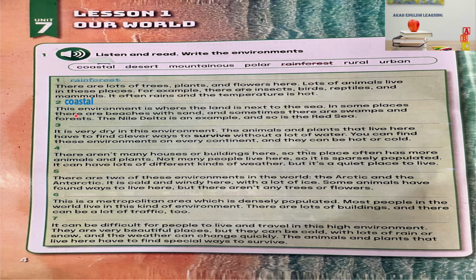This environment is where the land is next to the sea. In some places, there are beaches with sand. And sometimes there are swamps and forests. The Nile Delta is an example, and so is the Red Sea.